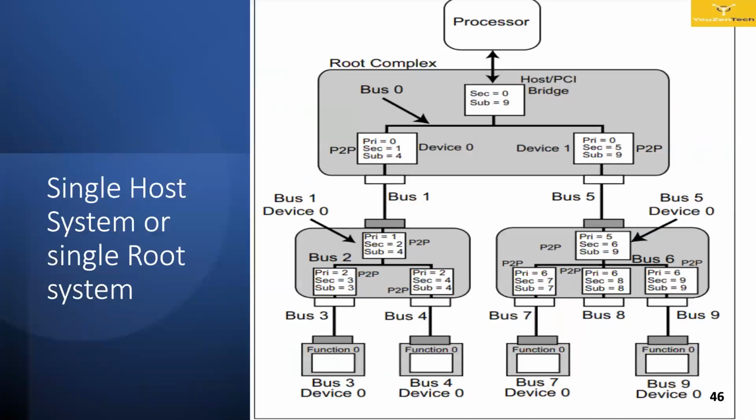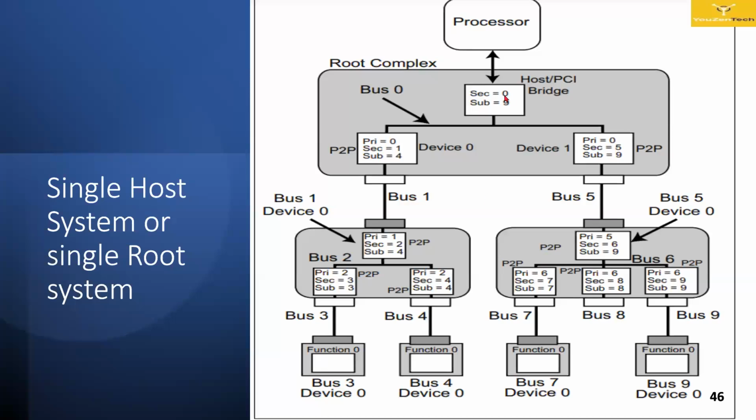Yeah, this is the one. If you see, after the enumeration, the process that I explained, see what is the value of primary, secondary, subordinate. Primary is 0, secondary is 1, subordinate is the maximum bus number, which was living here, 4. So for this also 4, for this 3, for this 4, for this the maximum.